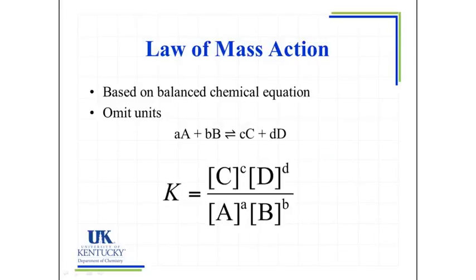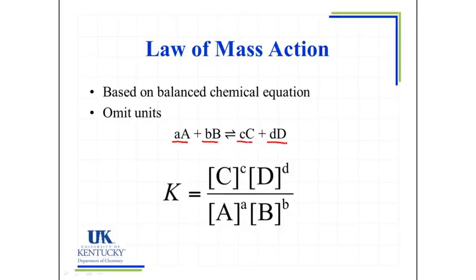So when we're looking at a law of mass action, it's based on a balanced chemical equation. Like many of the things we've seen in chemistry, we want to look at a balanced reaction. Now notice that K values do not have any units. Equilibrium constants do not have a unit associated with them. So what we're looking at here is we start with our balanced reaction where we have a moles of substance A, b moles of substance B, going to c moles of substance C, and d moles of substance D.